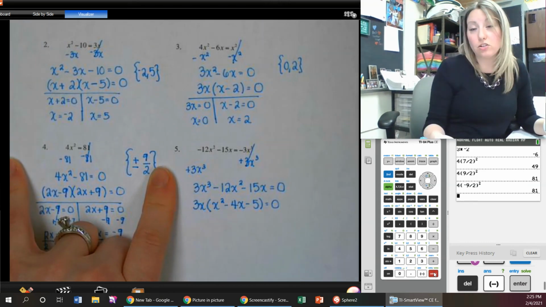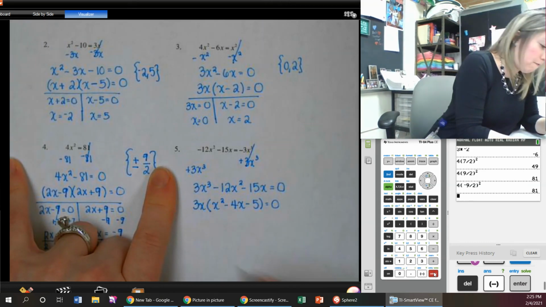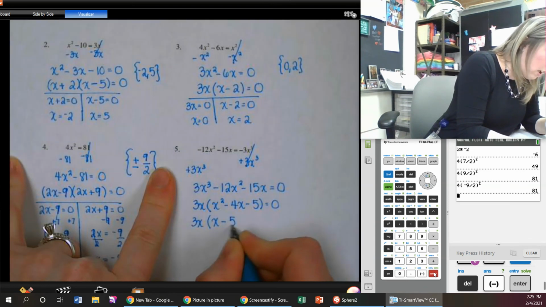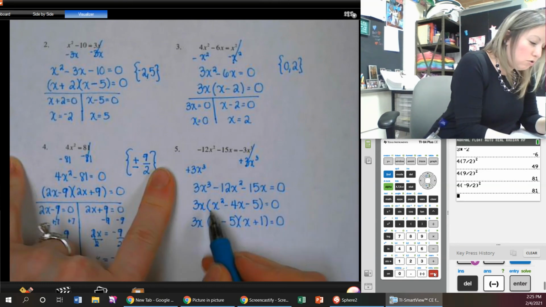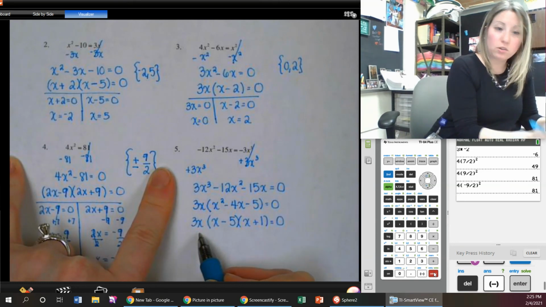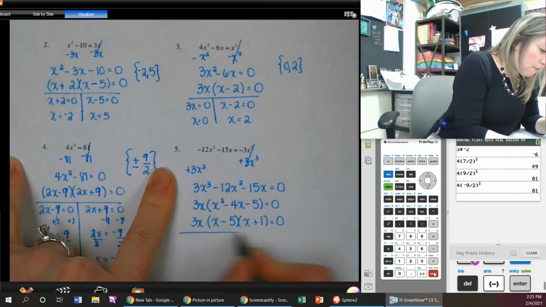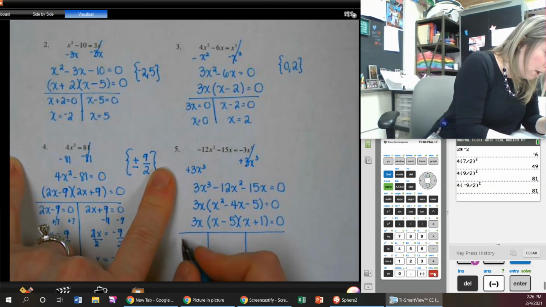What are the factors of 5 that will subtract to give me 4? That would be x minus 5 and x plus 1 equals 0. Note that I brought my GCF down because I've got 1, 2, 3 factors, and they all have a variable. I have to check all of them.